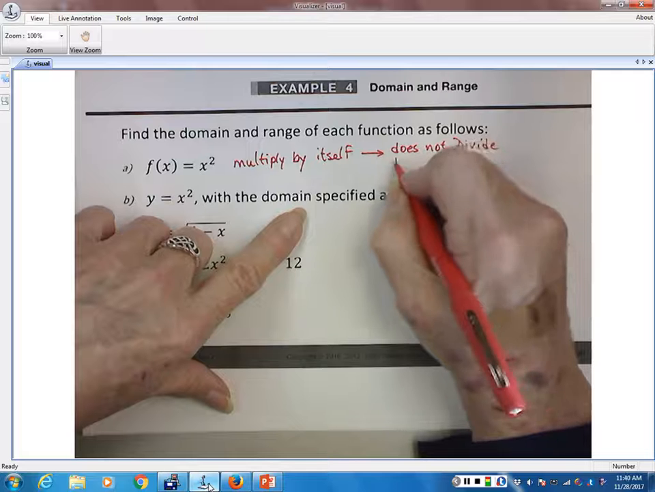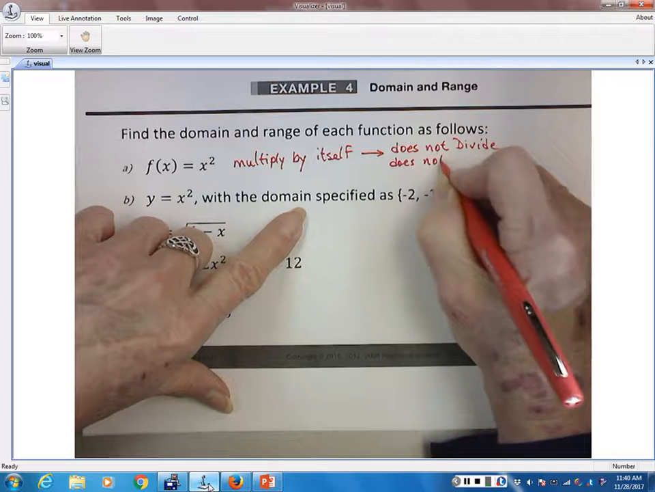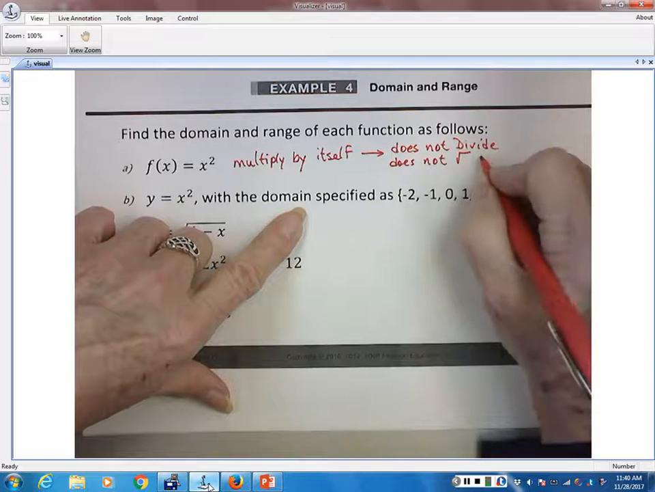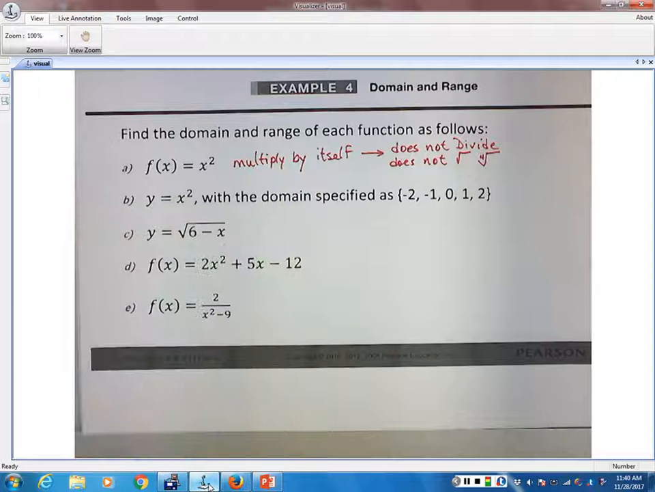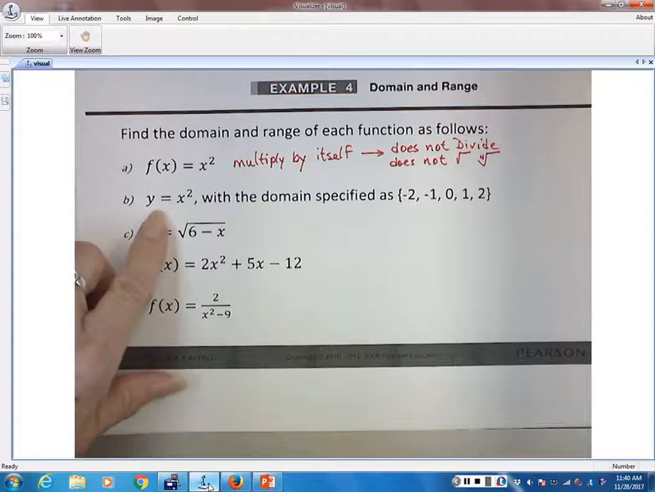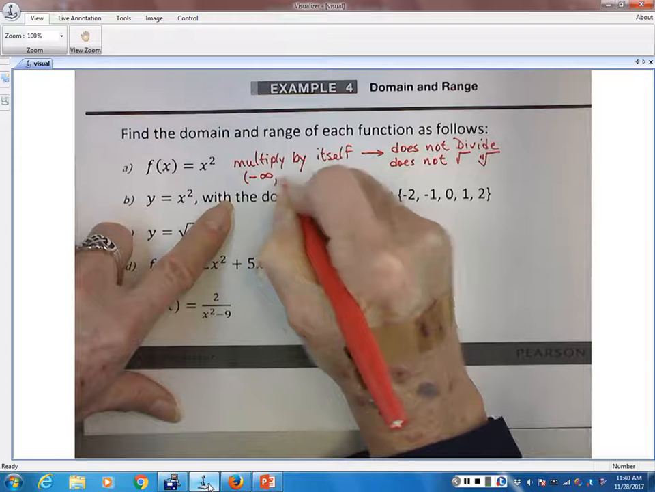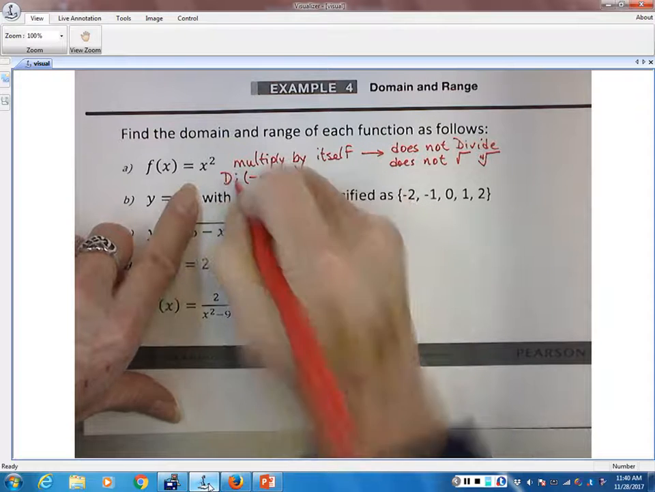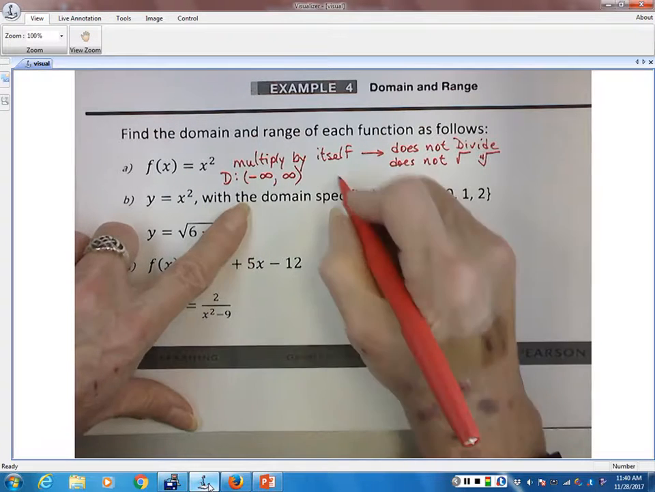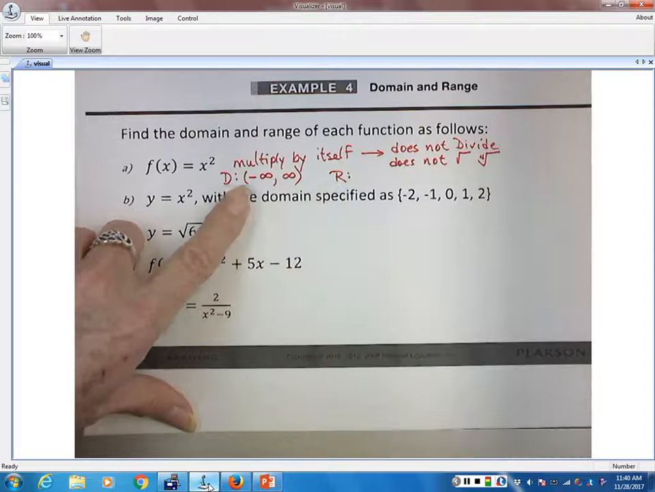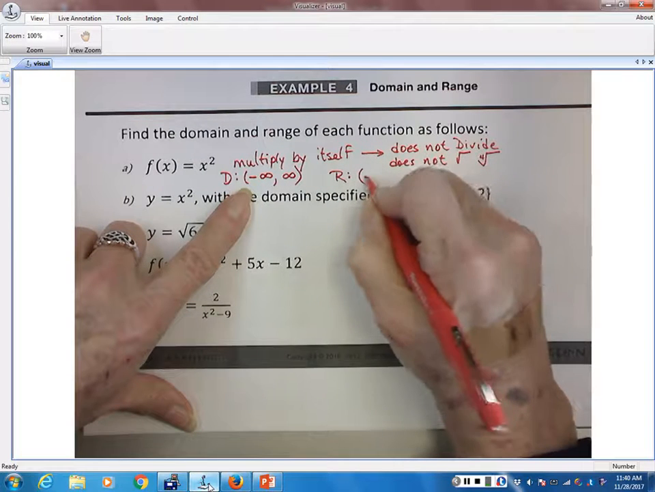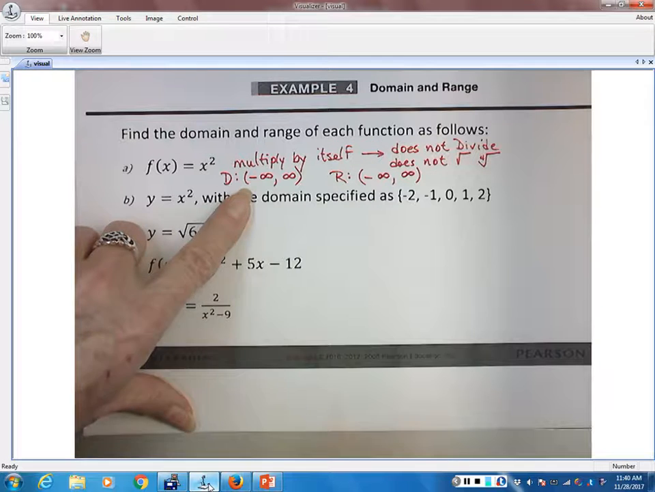It does not take square roots or fourth roots or any other roots. It doesn't do any roots. So unless you see division or a root, there's no problem. Okay? So the domain here is going to be all real numbers. That's negative infinity to infinity. The range, because you can put in anything in the world you want to for the domain, is going to be the same. Negative infinity to infinity.